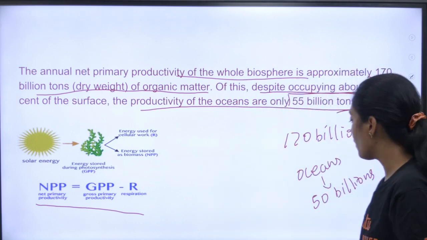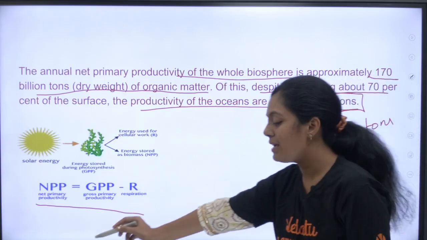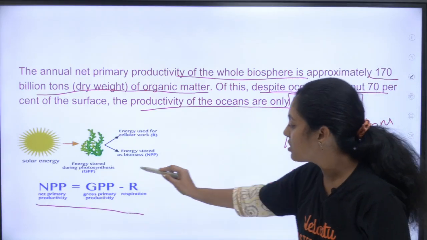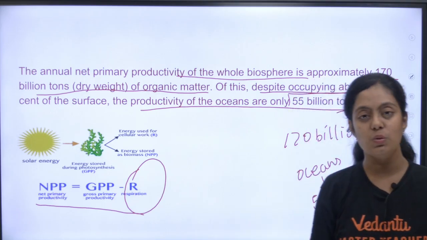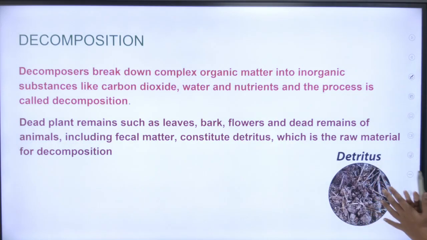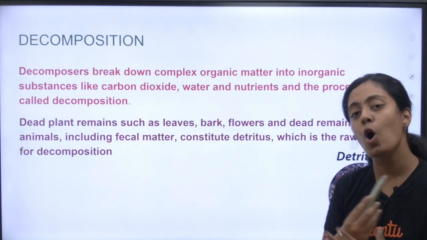So, very important point, pasangla. So, we already discussed NPP is equal to GPP minus respiratory loss. Here R stands for respiratory loss. Okay, I hope this is very clear. This is all about productivity. You guys should remember. Now what we are going to see next is decomposition.